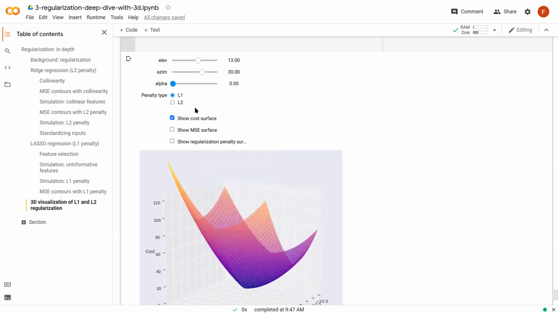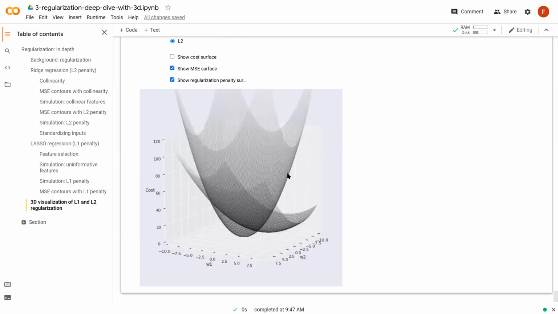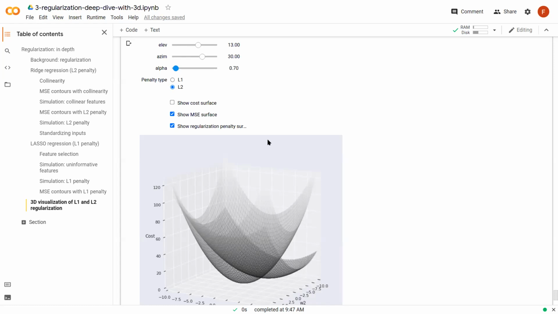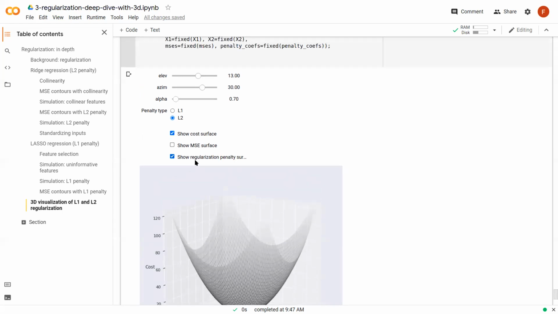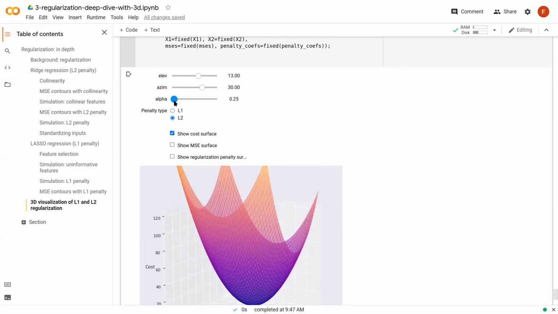Let's look at the same thing with the L2 penalty term. So here's the L2 penalty term. Once again, I have my mean squared error surface and my regularization penalty surface. As I increase alpha, the regularization penalty surface again increases by pulling up the edges, but with a very different shape, because the L2 norm has a totally different shape. Here, as I pull up the edges, I'm creating a nice little oval surface, which has a very different effect on the overall cost surface. So this will end up looking something like this as I increase alpha.